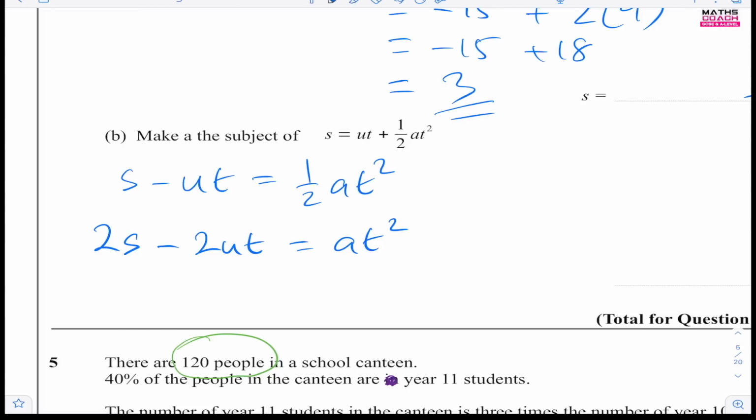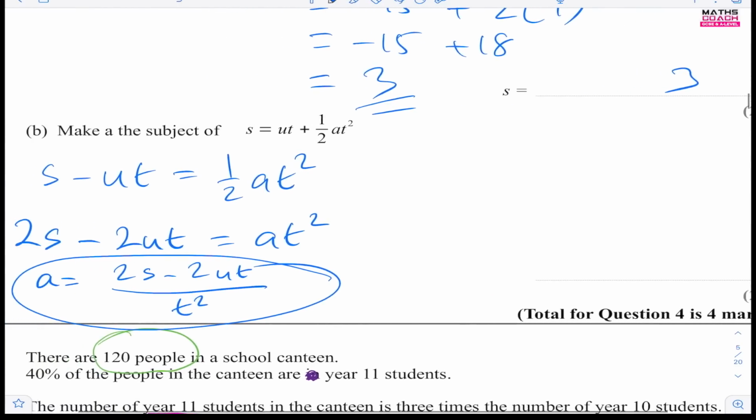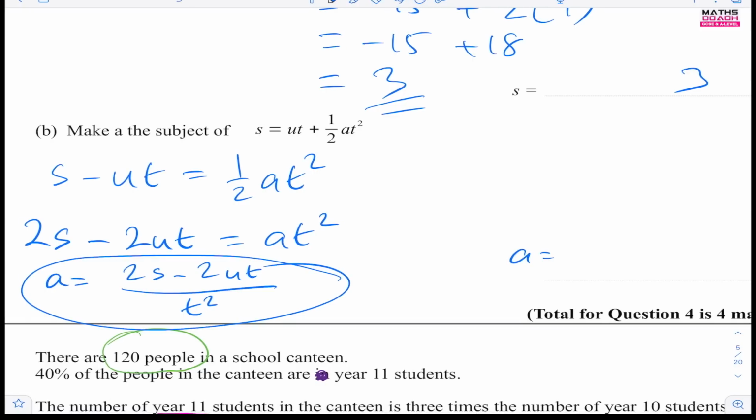Next, we are going to divide by t squared. So we're going to have a is equal to 2s minus 2ut all over t squared. And now we have a as our subject. So a would be equal to 2s minus 2ut all over t squared.